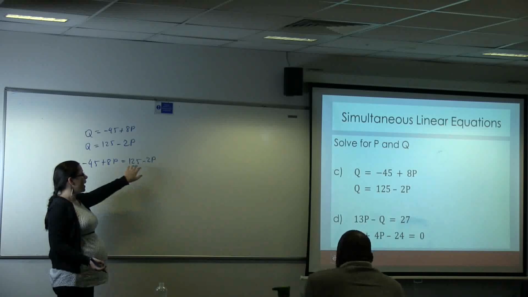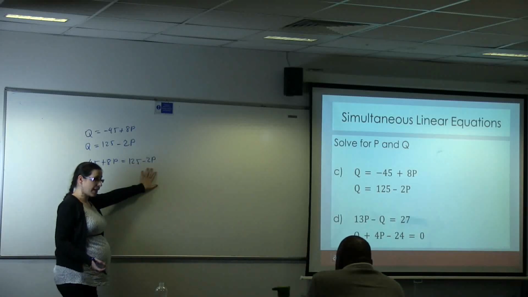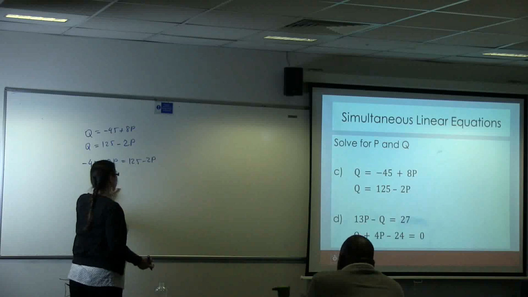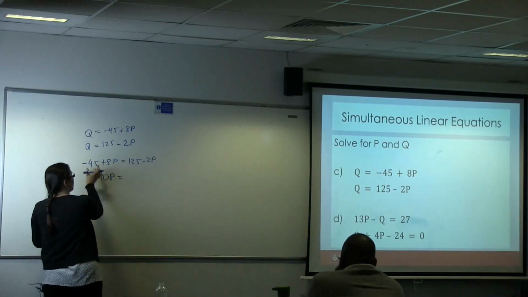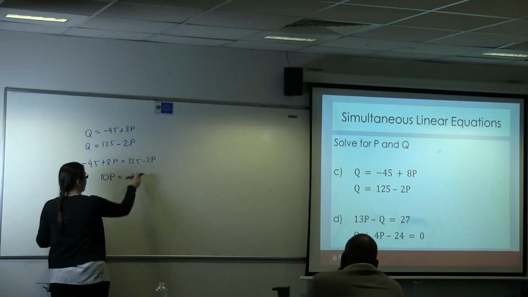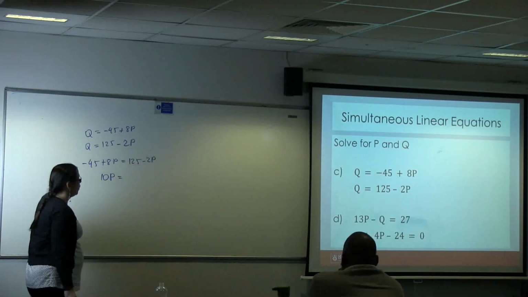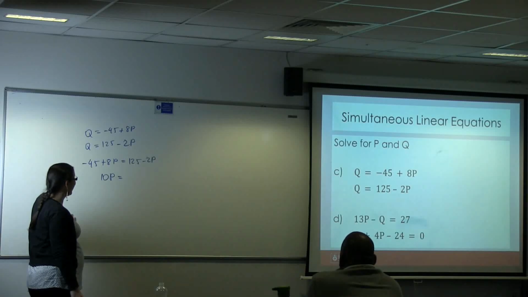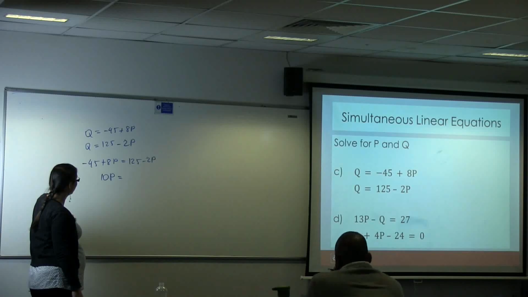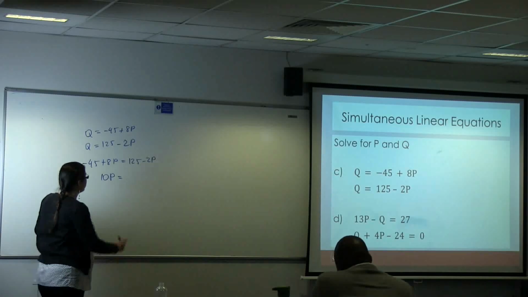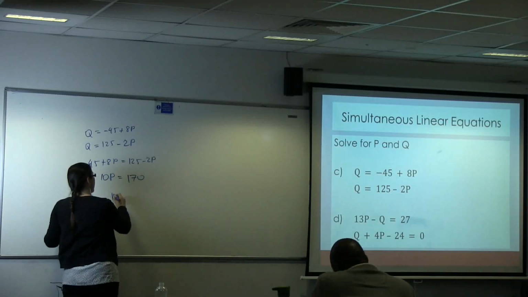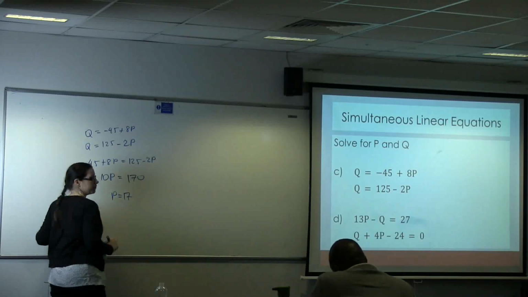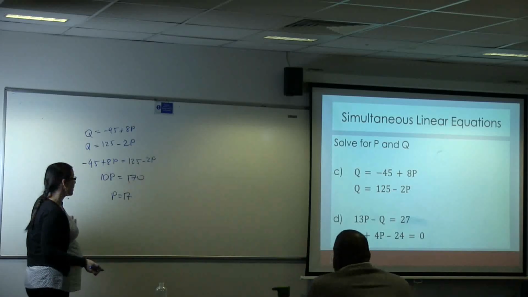8p is positive here, the 2p is negative in here, so bring them both to the positive side to make it 10p, and move the minus 45 to the other side again to become positive. So 45 plus 125 gives us 170? Yes. So if 10p is 170, then p has to be 17. So I'm just dividing them by 10.